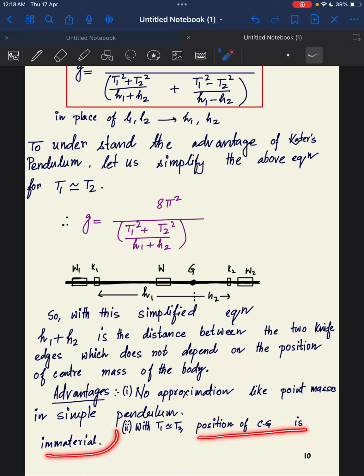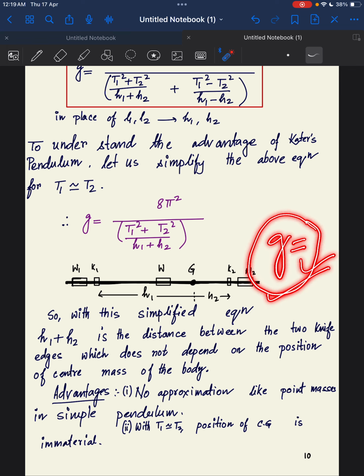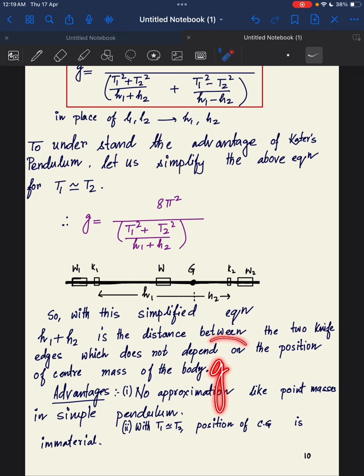So we can omit measuring the value of L, and with T1 equal to T2, the position of center of gravity is immaterial, because we have already discussed that H1 plus H2, this term, is nothing but the distance between these two knife edges. This is the most used pendulum to find g and the most popular, because this is not so time taking compared to the compound pendulum, and there is no approximation like the simple pendulum, so this can give g more accurately.